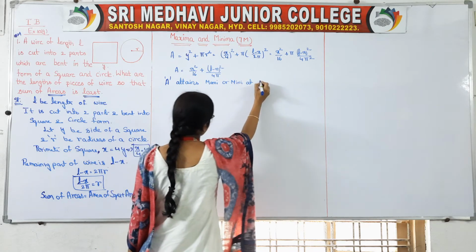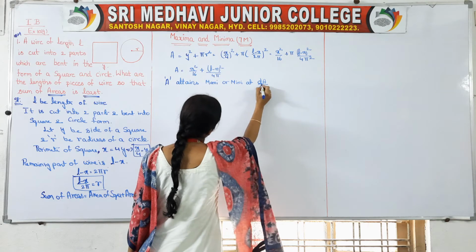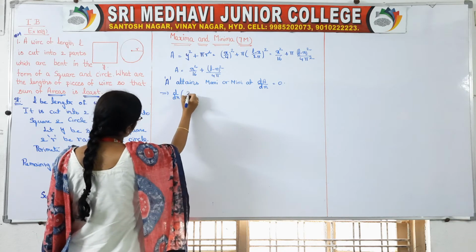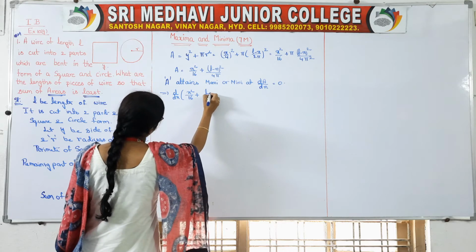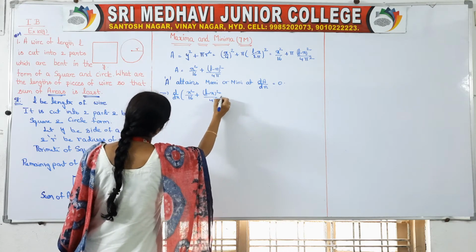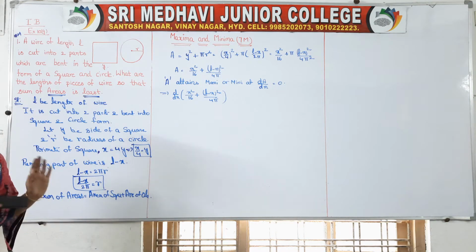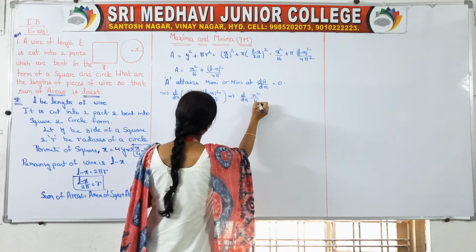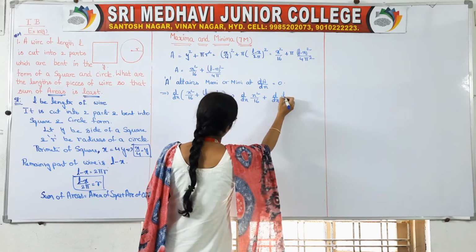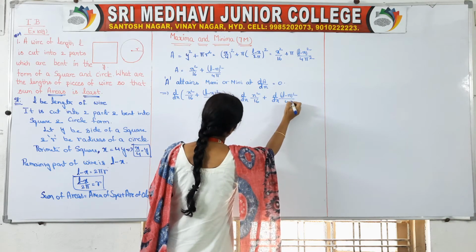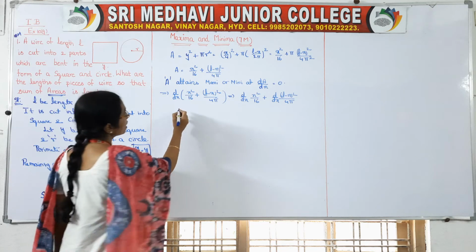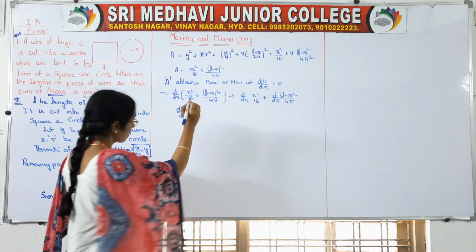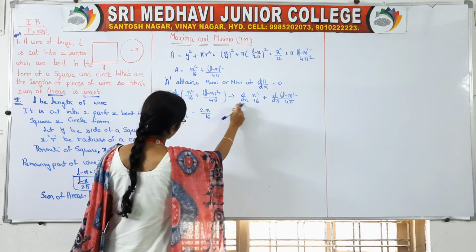Minima at first derivative dA by dx, the function is in terms of x, is equal to 0. So it is d by dx of x square by 16 plus L minus x whole square by 4 pi. What I said: inside the derivative, a plus sign is there, so we have to take separate derivatives. So d by dx of x square by 16 plus d by dx of L minus x whole square by 4 pi. We are finding dA by dx. So what happens? This is 2x by 16, d by dx of x square.